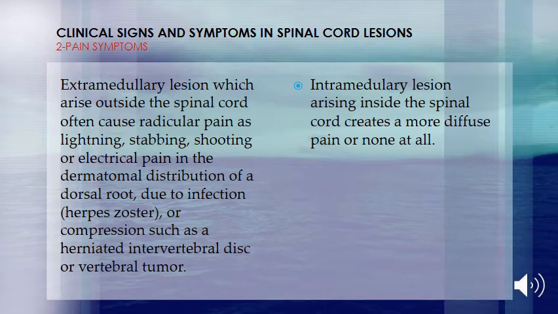extramedullary and intramedullary lesion. You know the extramedullary lesion is an extrinsic lesion, while the intramedullary is inside the spinal cord and it is called an intrinsic lesion. Extramedullary lesion causes radicular pain, or stabbing, shooting, electrical-like pain, while in the intramedullary lesion, the pain is arising inside the spinal cord, more diffuse pain or no pain at all.